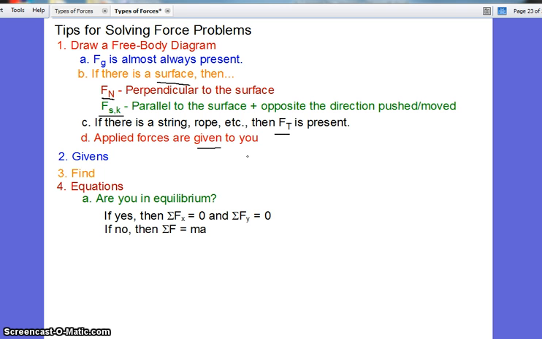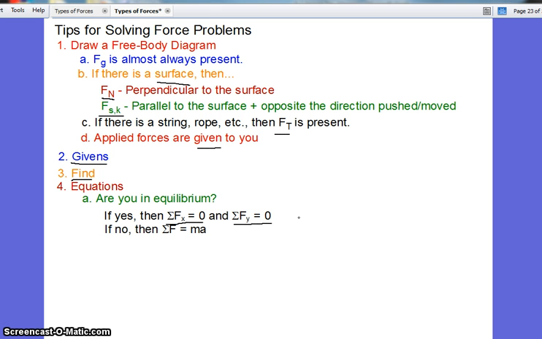After we draw our free body diagram, we'll write down our givens, same as before. And at that point, we really proceed as we did in the past. We write down our givens, we write down what we are looking for, and then we go to our equations. Now really, we only have two options. Either we are in equilibrium, meaning that the forces balance out, meaning we're moving at a constant velocity or we're not moving at all, or we are not in equilibrium, which means we are accelerating. Now if we are in equilibrium, then the equations we go to are the total horizontal forces are 0 and the total vertical forces are 0, and we proceed from there.